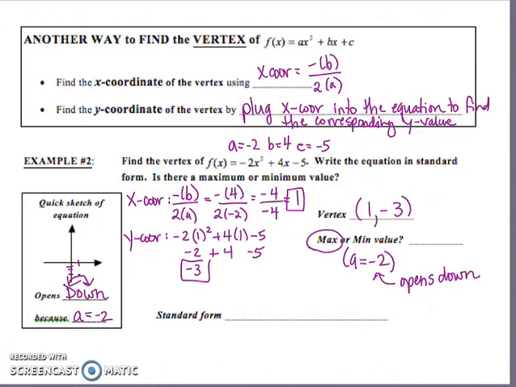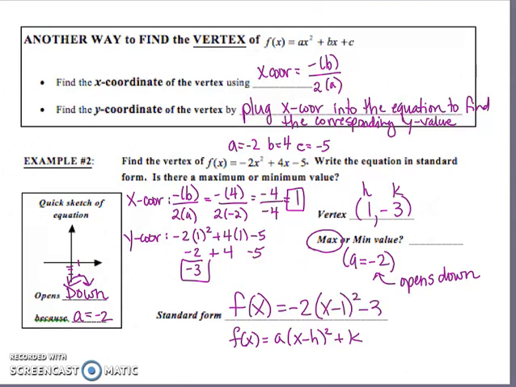My parabola is going to look something like that. All right, so standard form, remember our standard form, I'm going to write it in their line here, is f of x equals a times the quantity x minus h squared plus k. So for this particular equation, we know our h, we know our k, and we know our a, so we just have to plug them all in. So the standard form of our equation is going to be f of x equals -2 times the quantity x minus 1 squared minus 3.